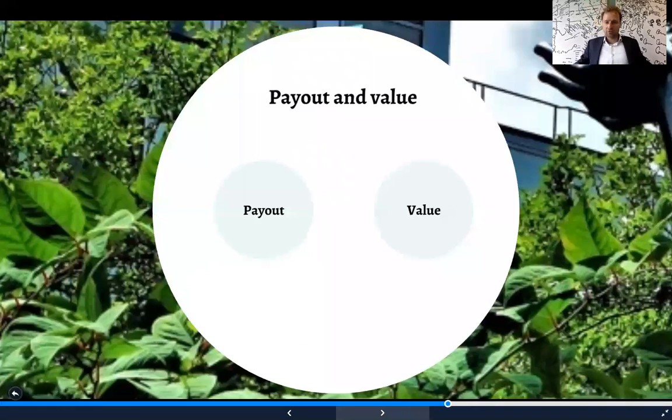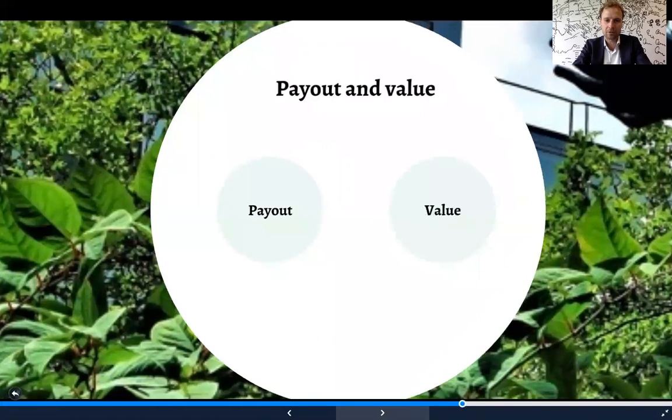The payout of holidays and also the value of one holiday, one vacation day. Not every employer knows that the value of one vacation day for an employee is more than just the base salary, as I will explain. First, we'll focus on the payout of a holiday during the employment relationship or afterwards.